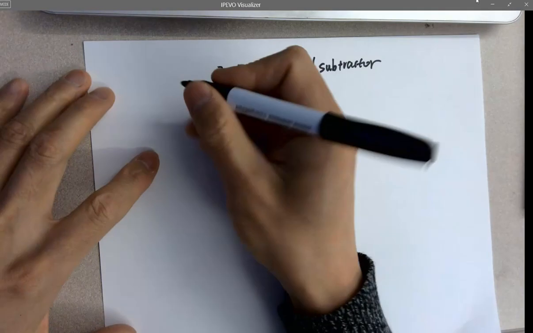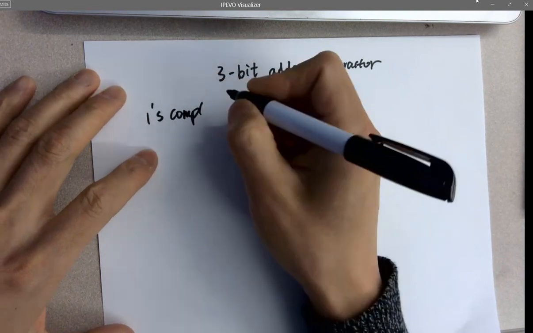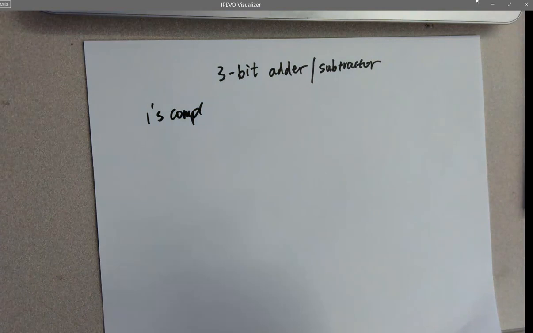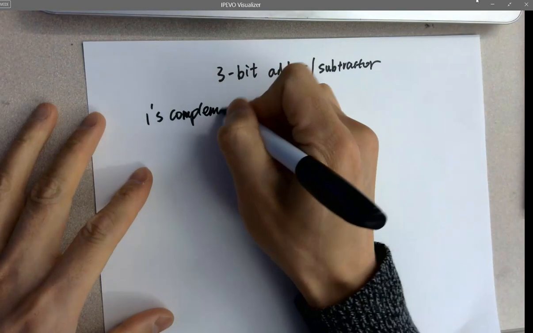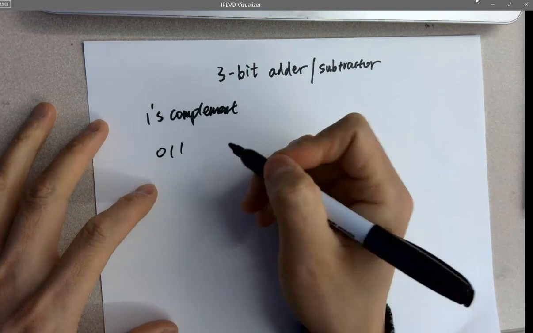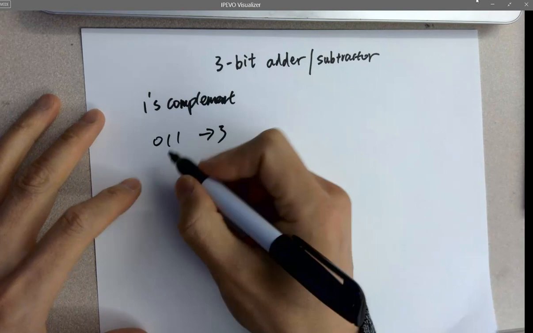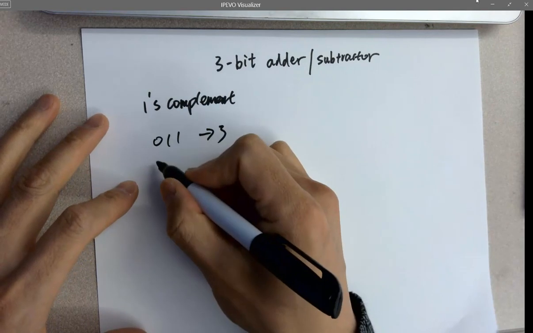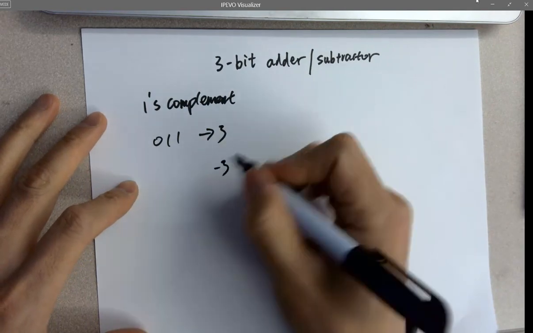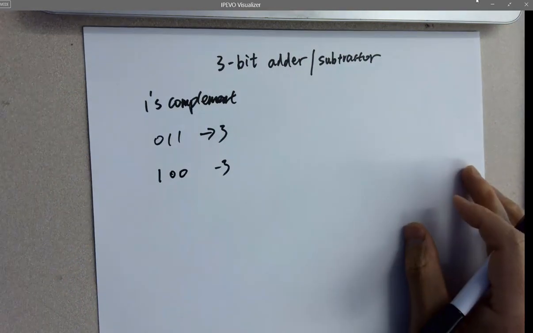So do you still remember one's complement? These are very likely to be on the interview if you are doing a digital design job interview. What is one's complement? Yeah, it's inverting, just flip all the bits, right? If you have 0, 1, 1, this is 3 in decimal. So for one's complement, just flip every single bit. So you are getting a -3 for 1, 0, 0, I think, right?